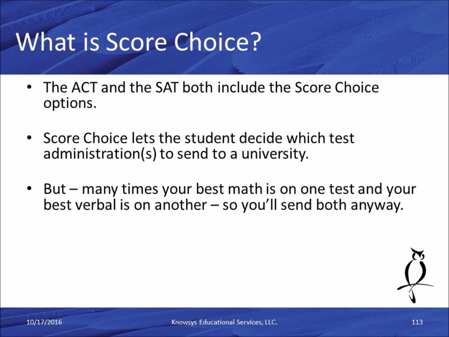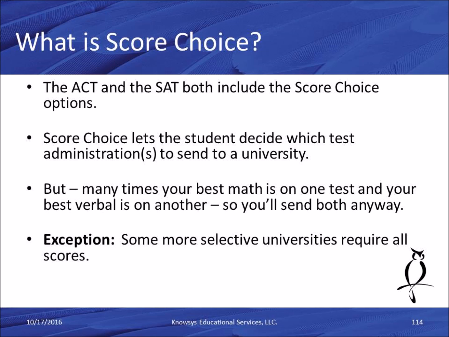The problem is, for a lot of students, they haven't taken our advice, they haven't prepared in between. So in January, their math score's higher, and in March, their verbal score is higher. So they end up having to send both anyway. All right, so there really becomes no score choice.